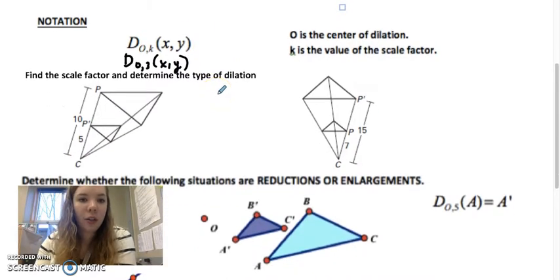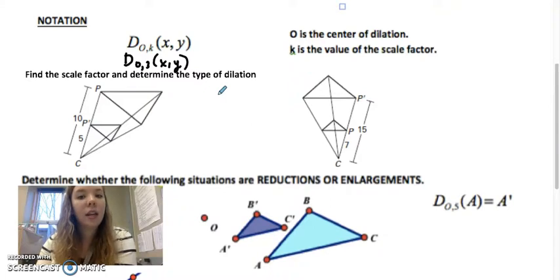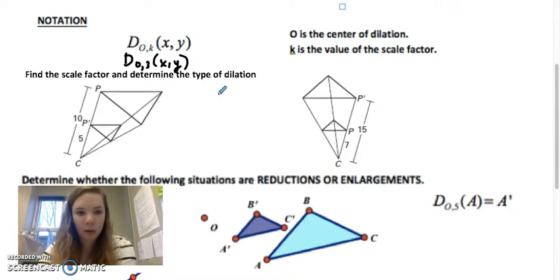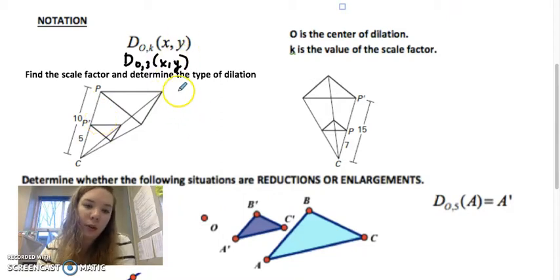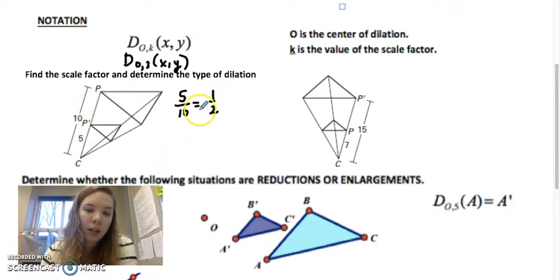Find the scale factor and determine the type of dilation. In these, it's really important that you look at the difference between the pre-image and the image. Okay, in this case, my pre-image is outside of my image, which means this got smaller overall. It's a reduction. Okay, so my scale factor is actually 5/10 because you put the image on top of the pre-image, or 1/2. And since that is smaller than 1, this is a reduction.